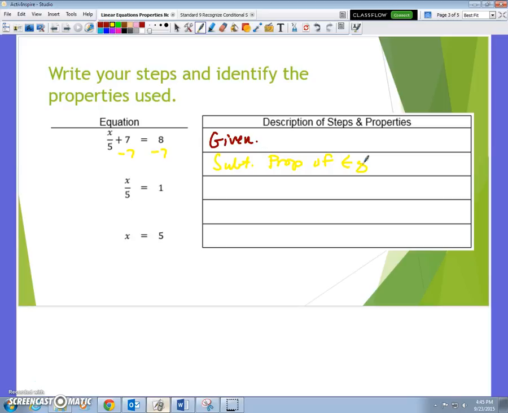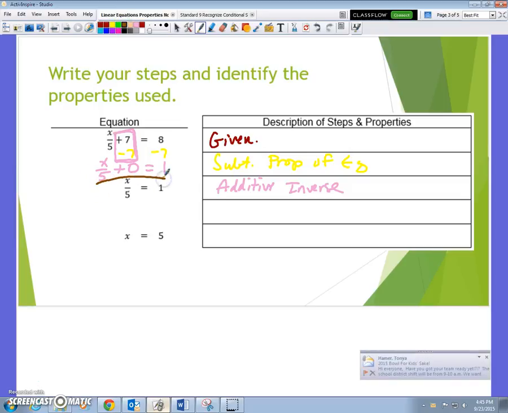Now when that happens, I'm adding opposites. So I'm going to call this next step, as I simplify, x over 5 plus 0 equals 1. I'm going to call that additive inverse. When I add opposites and they add up to 0, it's called the additive inverse property. So that part specifically. And then as I simplify this, when I add 0 to something, I get to this guy, x over 5 equals 1. X over 5 plus 0 is still x over 5. That's called the addition or identity property of addition.